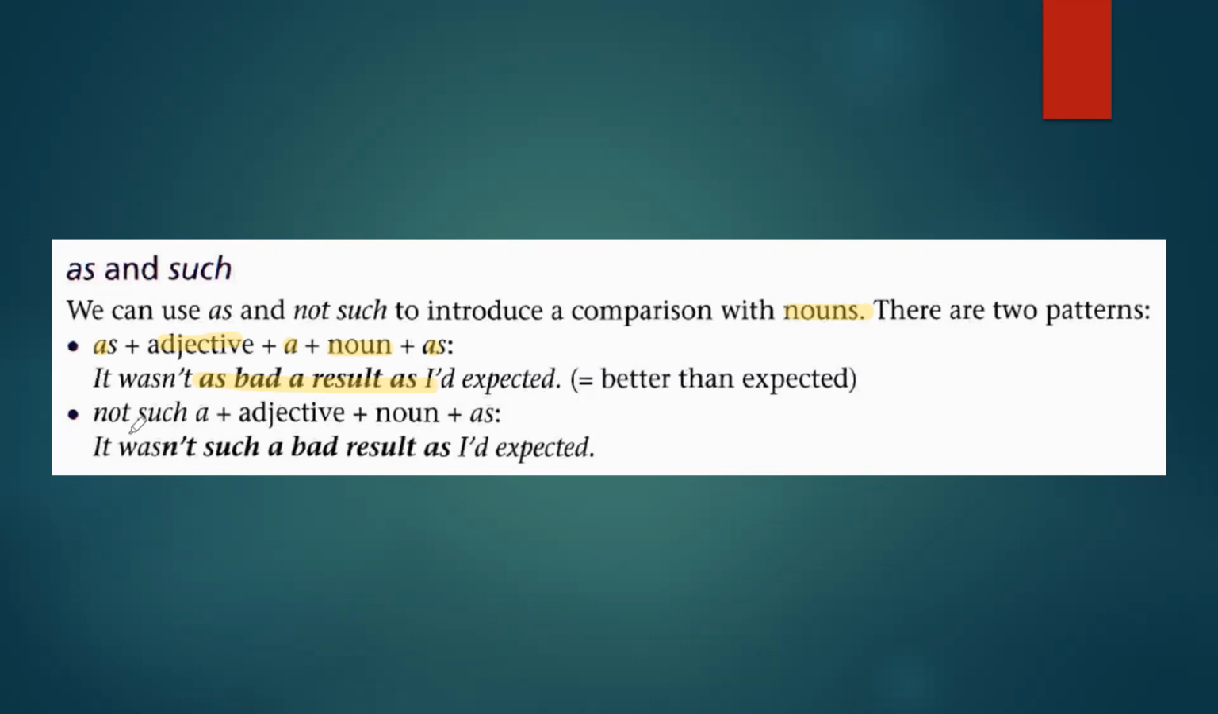And one more variant, which is easier: such a, if the noun is countable and singular, adjective, and noun, and as. So it wasn't such a bad result as I had expected. Such a, adjective, noun, as. The second variant is more typical, but the first variant is not a mistake. We use as, adjective, a, and noun.